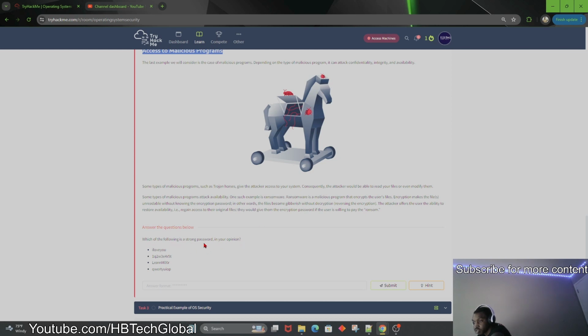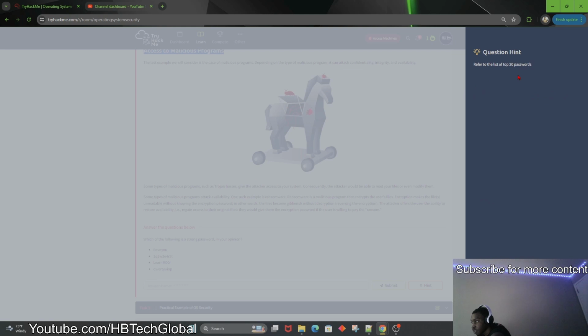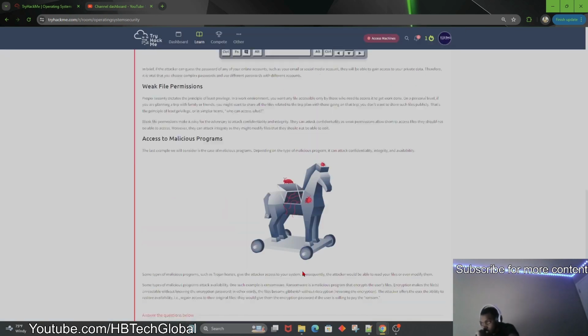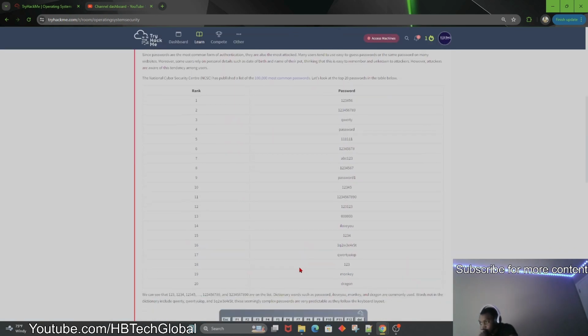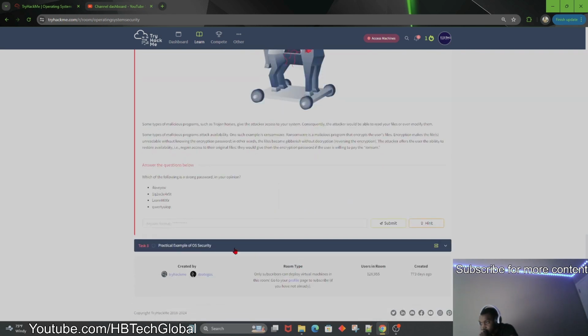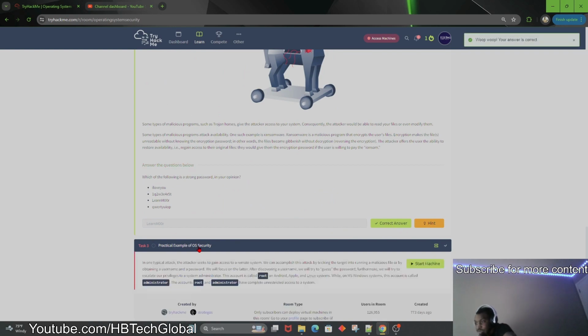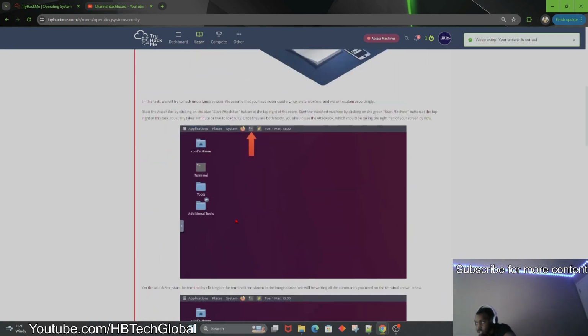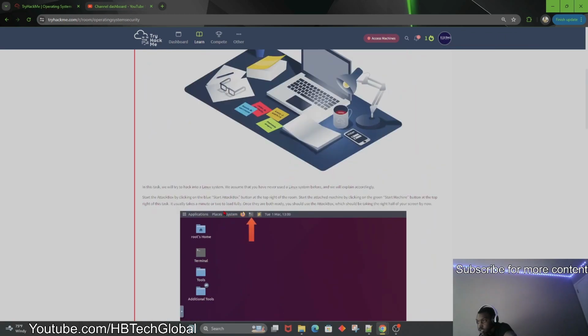Which of the following is a strong password in your opinion? None of these. Let me see what the hints say. Refer to the list of the top 20 of the common passwords. These are the most common. But if I had to pick one, let me see. Maybe this one because it's not on the list. Yeah, this one is on the list. Is it this one? Yeah, because it's on the list. That would make sense.